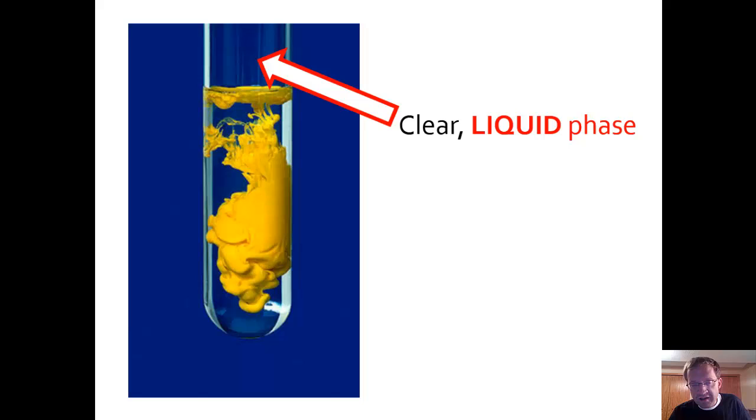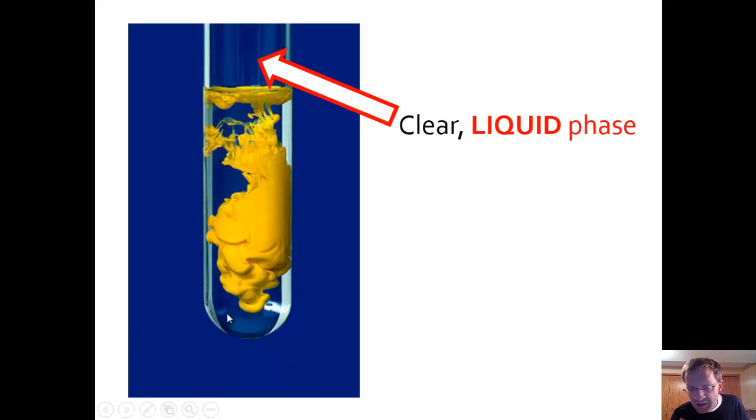So here you see at the top here, that's not the liquid phase. I got to fix that. The arrow should be pointing to the clear liquid around the yellow stuff. So within the picture, fix that arrow. There is a clear solution area here. And there's also a clear solution down at the bottom of the test tube.